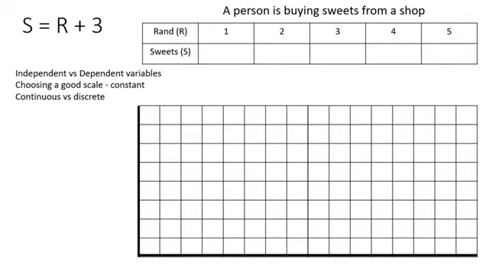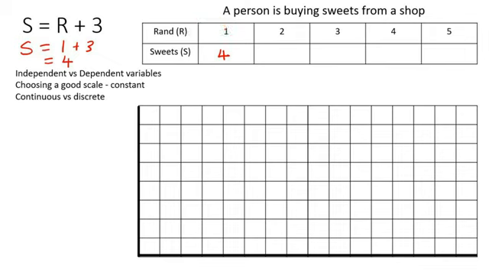Okay, so the way it's going to work is I'm going to describe a situation. So here we have a person that is buying sweets from a shop, okay? Now, you need to use this formula. So for example, if the person has 1 rand, you see that that's R, then you need to work out the value of S. So you're going to say S equals, now R is 1 plus 3, and so S will be equal to 4. So then you're going to go and put a 4 over there.